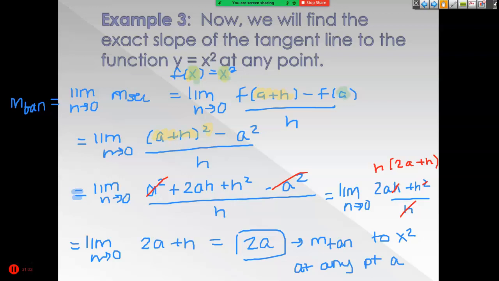So if you want to know what the slope of the tangent line at 10 was, then it would be 20. If you want to know the slope of the tangent line at -1 was, it would be -2. Because all you would do is plug in a value for a, and that would tell you the slope of the tangent.